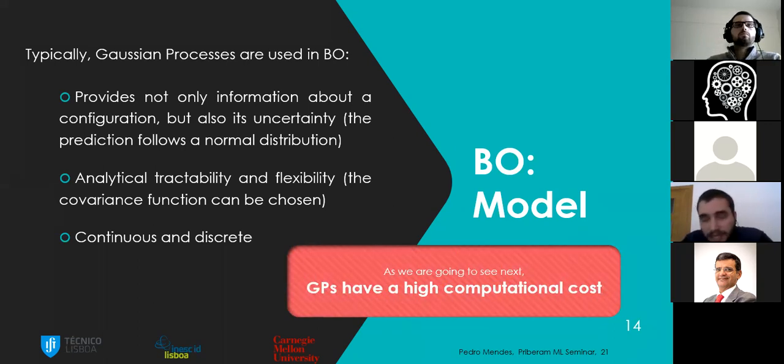They have an important drawback, as we are going to see next. Gaussian processes are not very easy to compute, so they take a lot of time, especially in the training phase. As we are going to see, this will have an impact on the recommendation times.